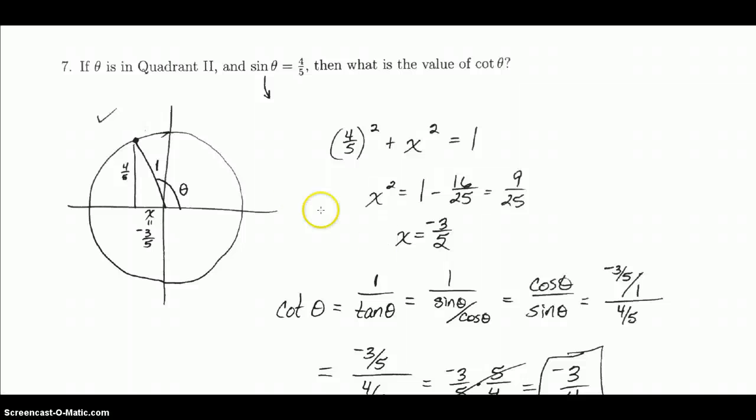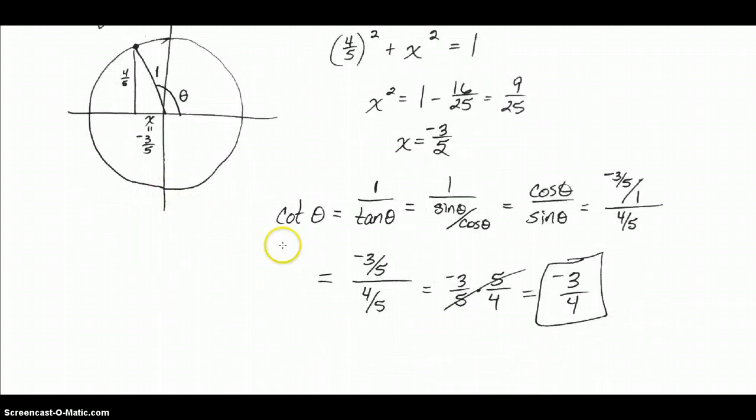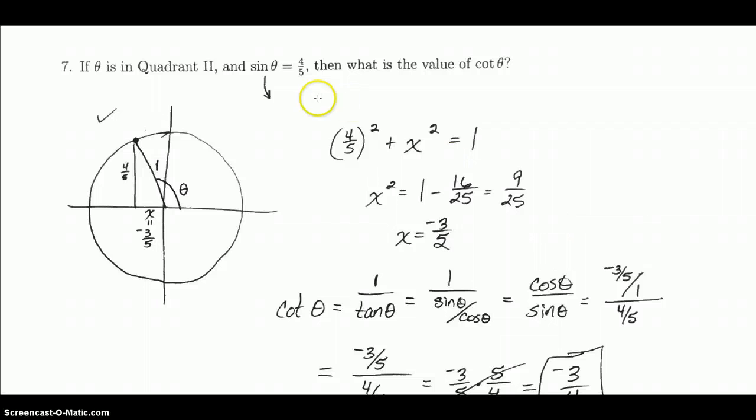Okay, here we're told that theta is in quadrant 2. It's kind of going backwards. First of all, I would try to figure out what your triangle looks like, because then you can easily switch cotangent around. Cotangent is just going to be cosine over sine. We already know what sine is, and the cosine we could figure out because we know it's in quadrant 2, so we know it's negative.